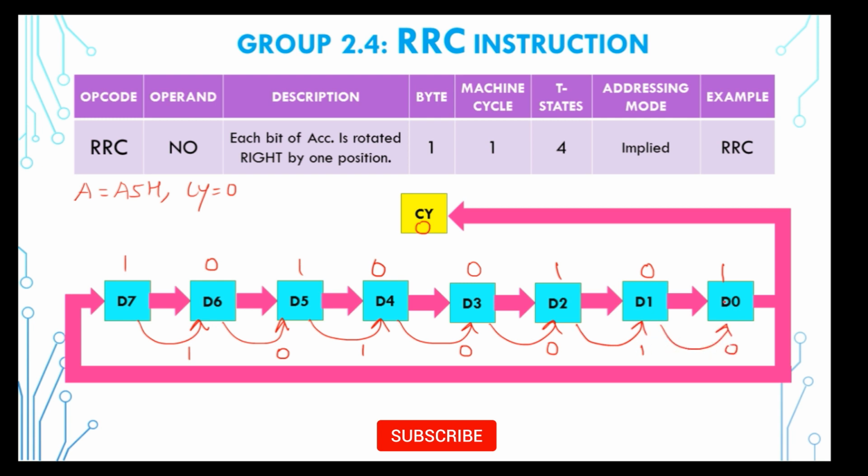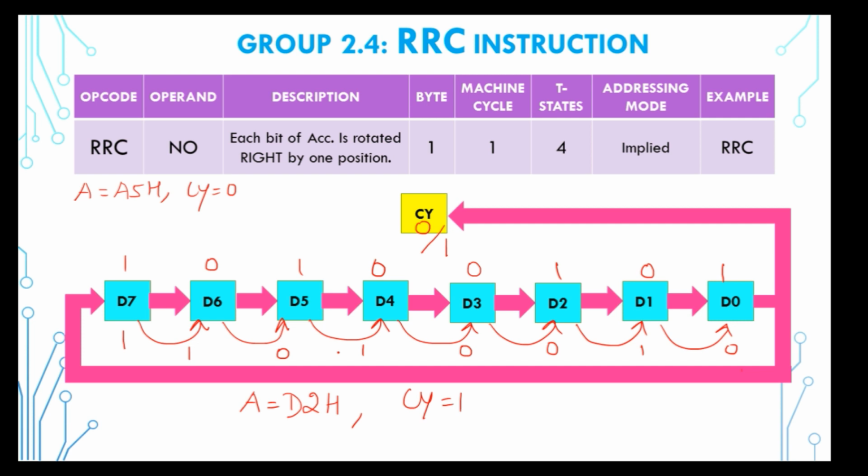This D0 bit, which was 1, will be copied into the carry flag and also copied into the MSB bit of accumulator. So it should be 1. Let's find out the contents of accumulator. Combining the 4 bits, we have D and these 4 bits 2. So D2 hex, and carry flag value is 1. So these are the 4 rotate instructions.